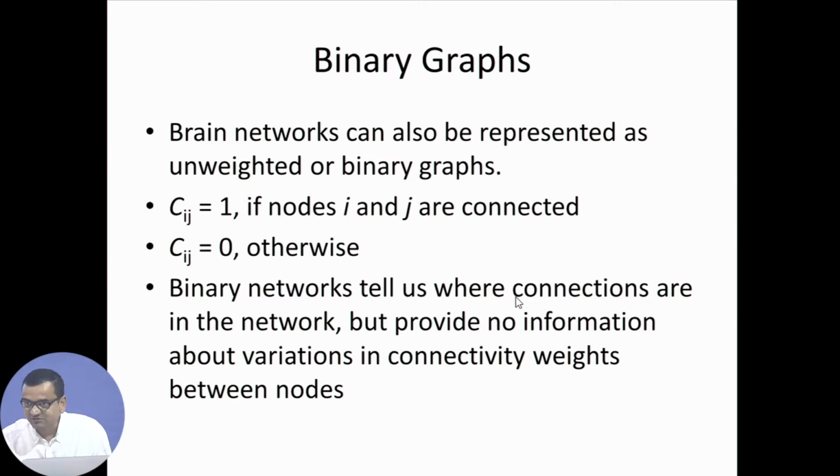What is that somehow there? So here you are only interested to tick a box whether they are connected or not. If they are connected, put a 1 in that location in the matrix. If they are not, give it a 0 there. So binary networks tell us where the connections are. It doesn't tell us about the strength of the connection there, so provide no information about variations in connectivity weights between nodes.